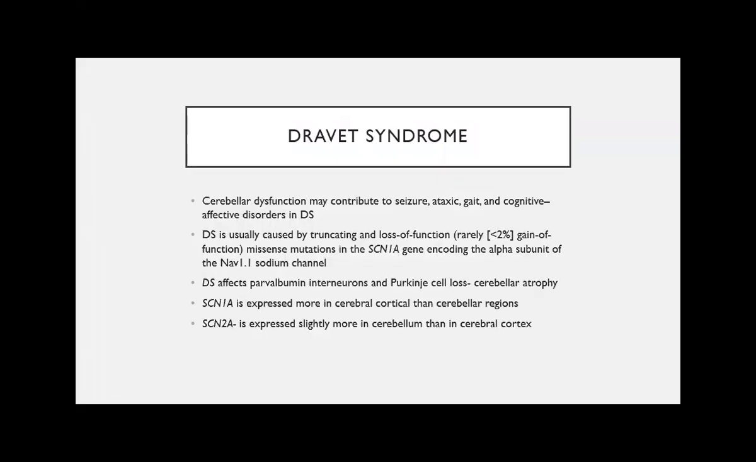In Dravet syndrome, cerebellar dysfunction contributes to seizures, ataxic gait, and cognitive affective disorders. And Dravet is usually caused by truncating and loss of function mutation of SCN1A. But SCN1A is more expressed in the cerebral cortical than the cerebellar regions. SCN2A is expressed slightly more in cerebellum, so it will have more cerebellar atrophy than SCN1A. And the pathology in Dravet involves the parvalbumin interneurons and the Purkinje cells, leading on to Purkinje cell loss and cerebellar atrophy.